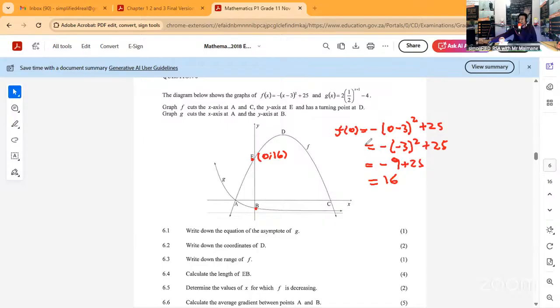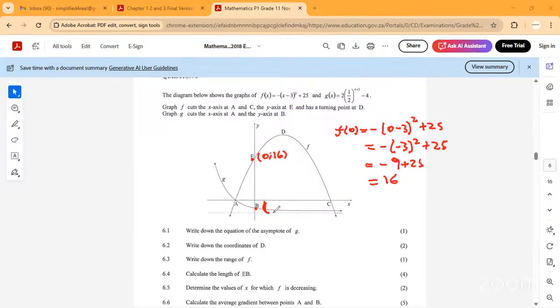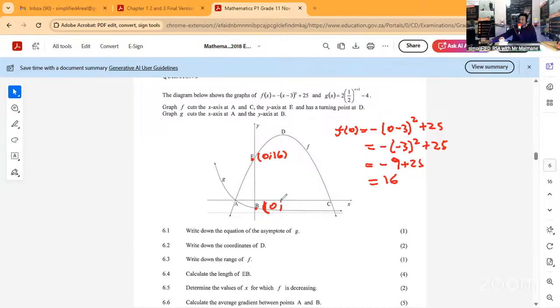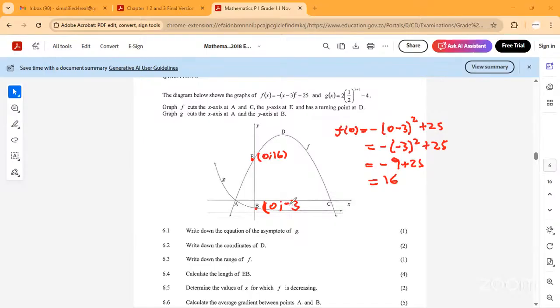Very good. And then how did you find point B? What were those points? (0, negative 3). (0, negative 3), you say. And how did you find that?